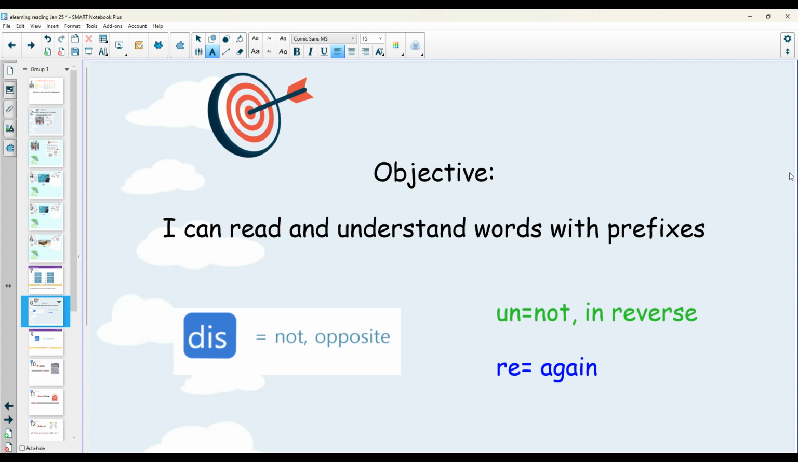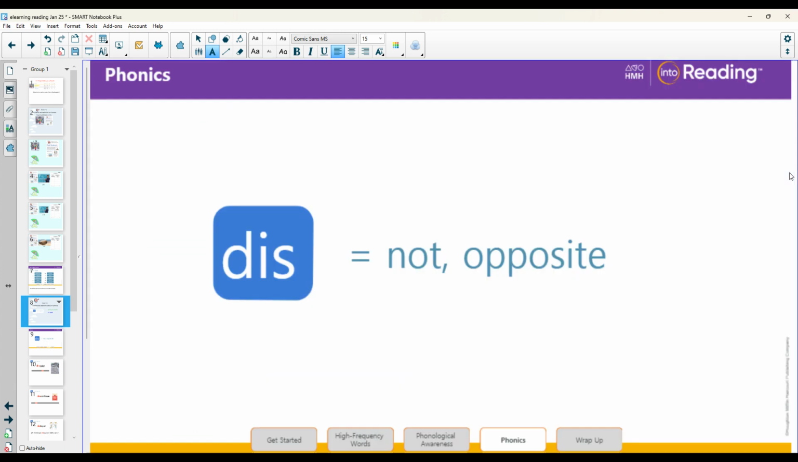Maybe I was just doing it by myself. Okay, anyway. So today we're going to start with dis. Dis means not or the opposite of. But Miss, so does un. Oh, great connection. You're right. But dis doesn't work with every word. For example, tie. I don't say I dis-tie my shoe. I say I untie my shoe. So dis and un sometimes mean the same thing, but they don't always go with all the words.